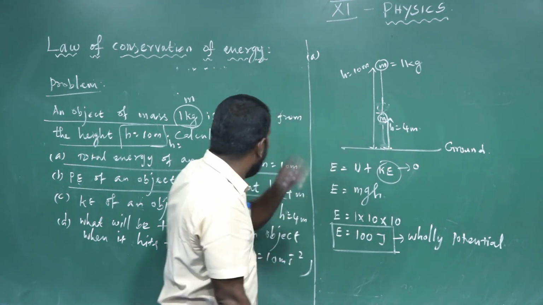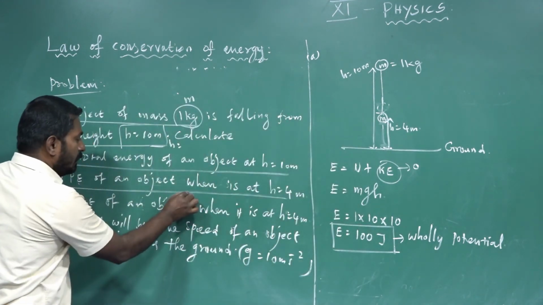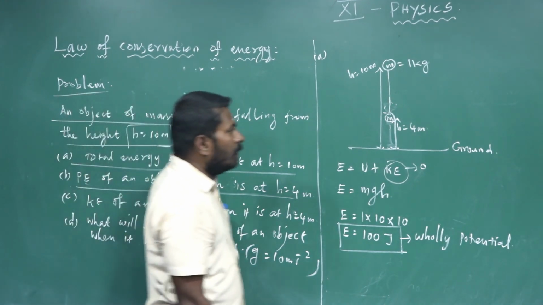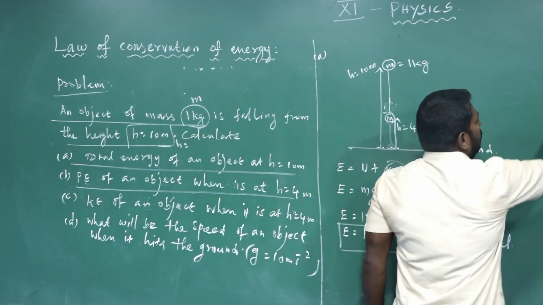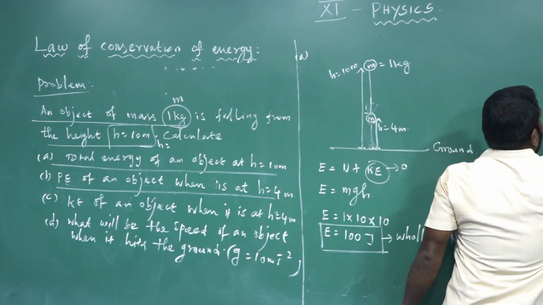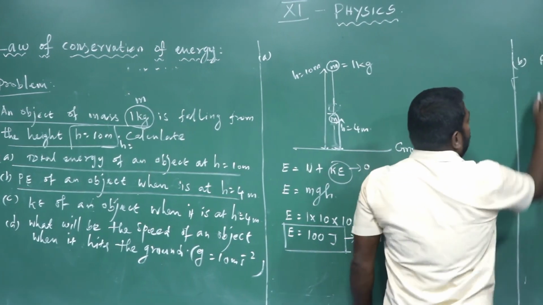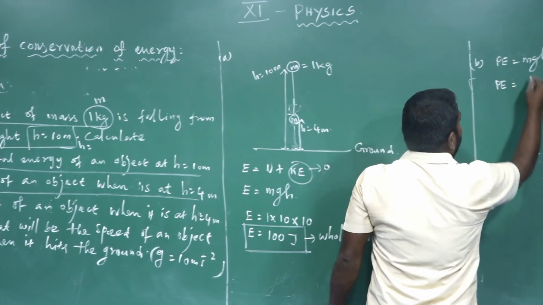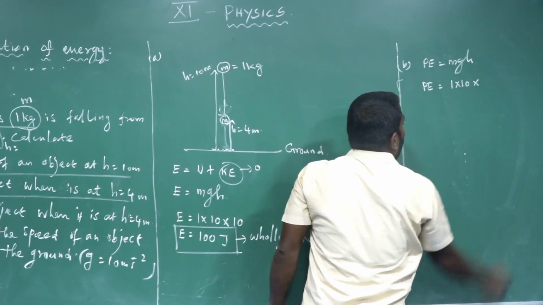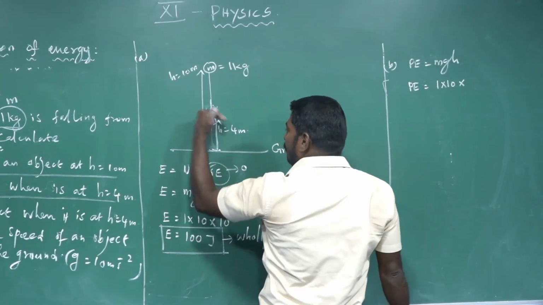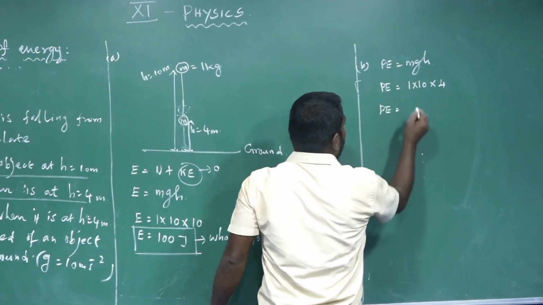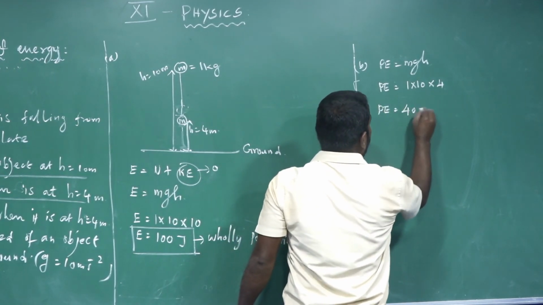At that instant, what is the potential energy of the object when h is equal to 4 meters? So, potential energy P is equal to mgh. Potential energy P is equal to the mass of the object 1 kg, g value 10, height of the object from the surface of the ground 4 meters. Then the potential energy of the object is 40 joules.